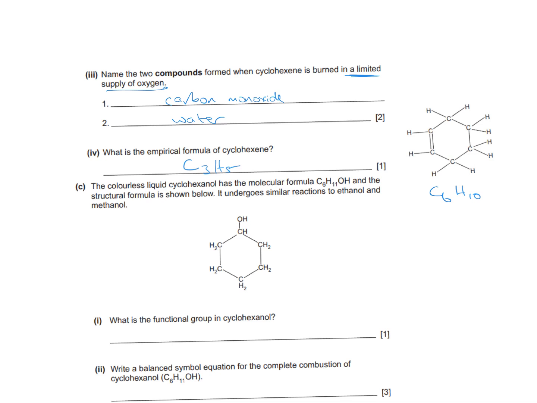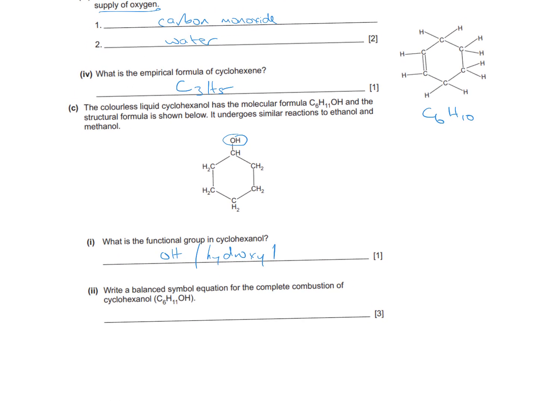C part 1, what's the functional group of cyclohexanol? Well, you can see it's this OH group. So you can just simply do OH, or you can do hydroxyl. Don't say alcohol, that's the name of the compound.